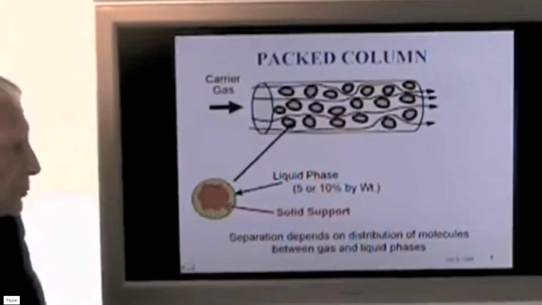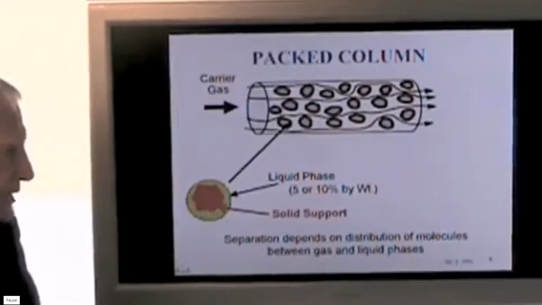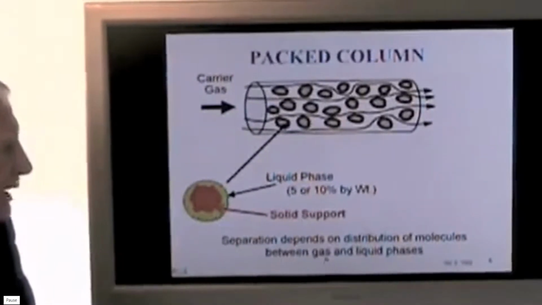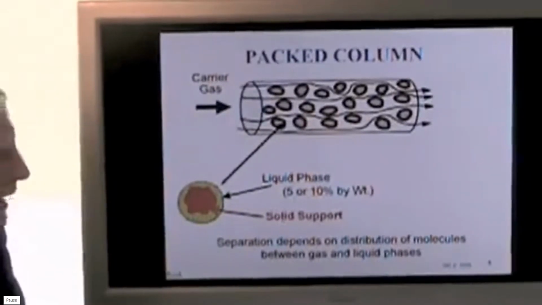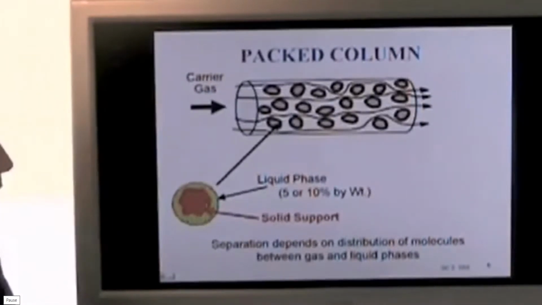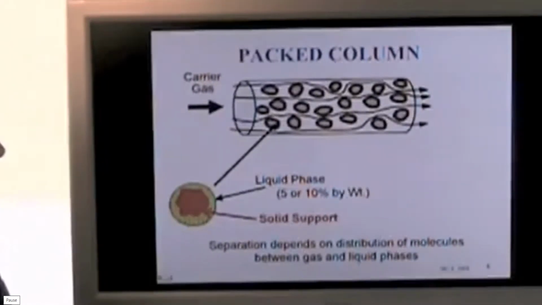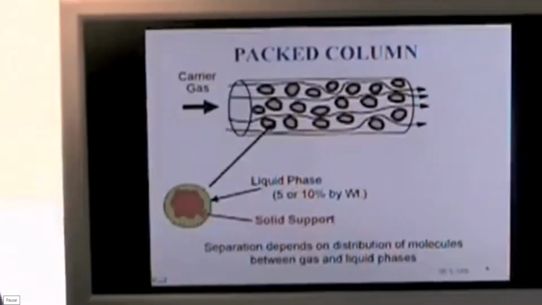The separation depends on the distribution of the sample molecules in the vapor state between the gas moving phase and the liquid phase. Thus, the stationary phase is actually this liquid phase here coated around the solid support. And the carrier gas here is the moving mobile phase through which the sample partitions.